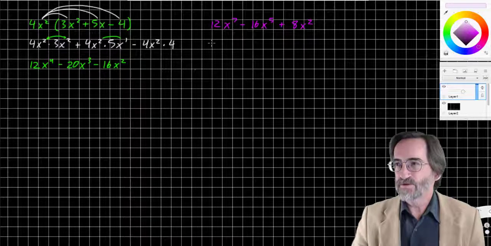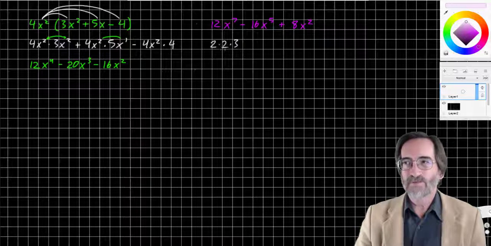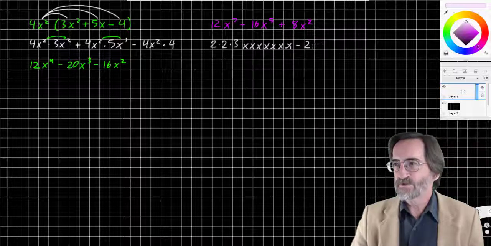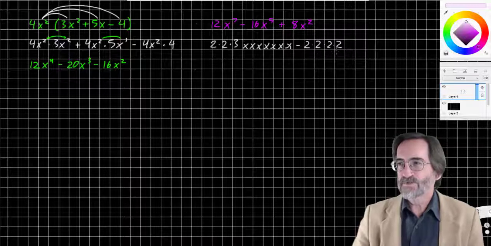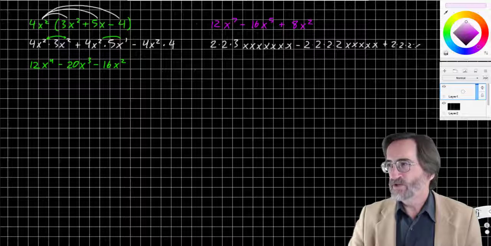12x to the 7th is 2. 12 is 2 times 6, which is 2 times 3. That's called writing it as a product of primes. 2 times 2 times 3. X to the 7th is 1, 2, 3, 4, 5, 6, 7. Minus 16. 16 is 2 times 8, which is 2 times 4, which is 2 times 2. So 2 times 2 times 2 times 2 is 16. X to the 5th, 1, 2, 3, 4, 5. Plus 8, which is 2 times 4, which is 2 times 2, x squared.